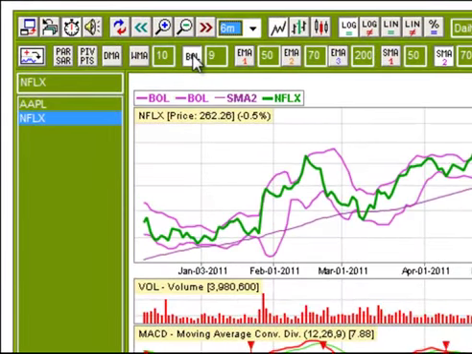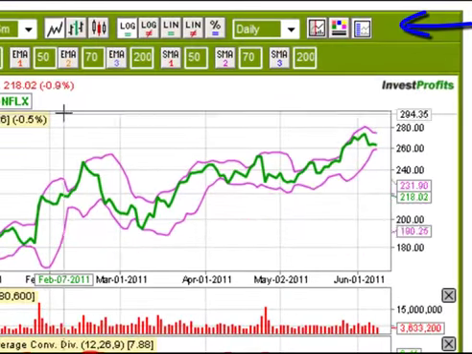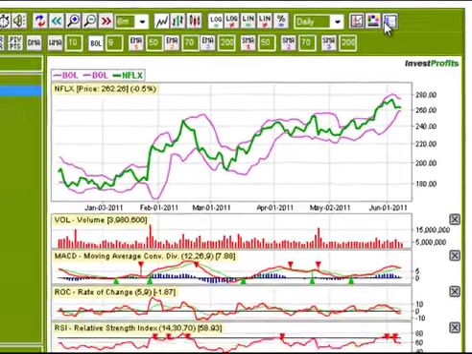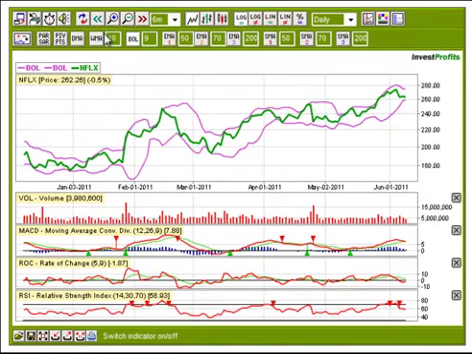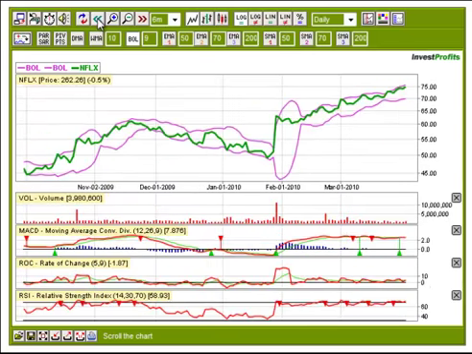Next, I will expand the chart here to get a better view of the chart. After scrolling the chart backward, I can see a squeeze here. It is then followed by a subsequent breakout on the upper band, which indicates a buy signal.